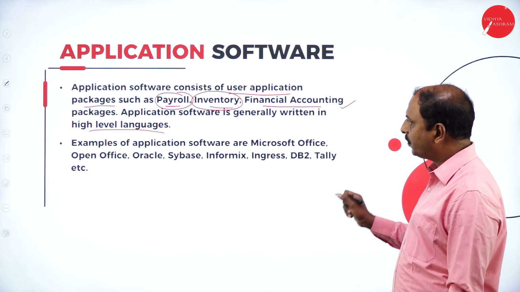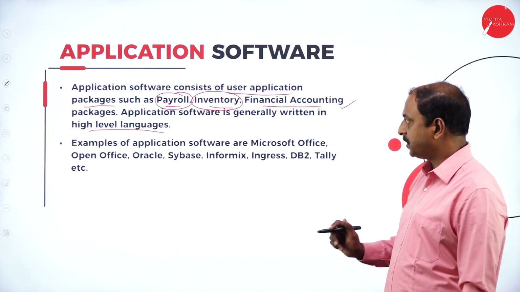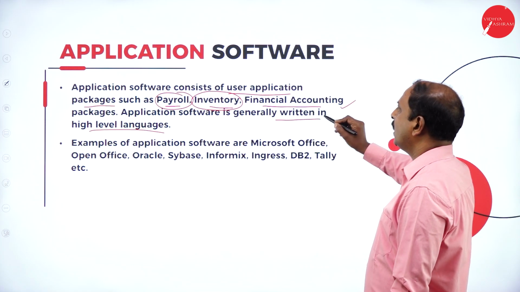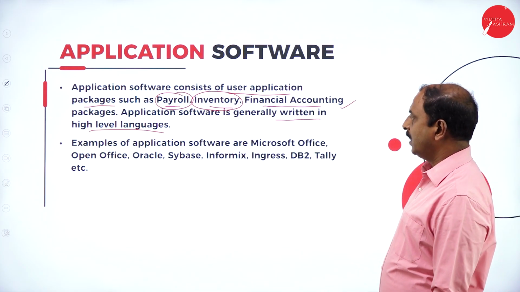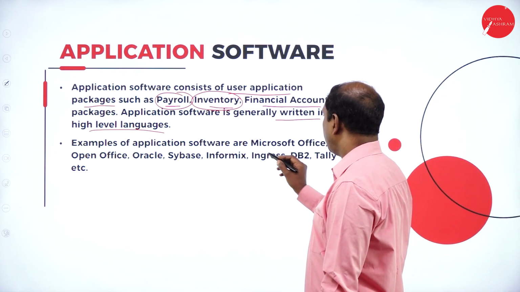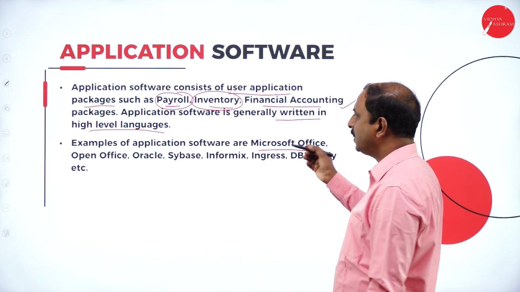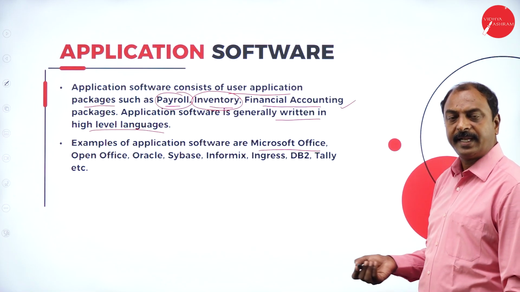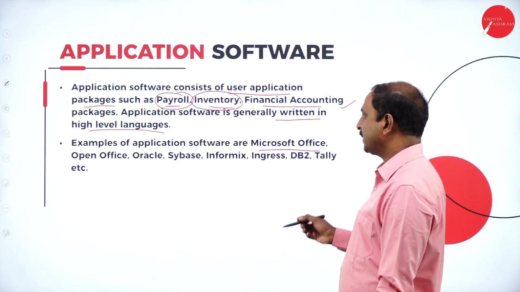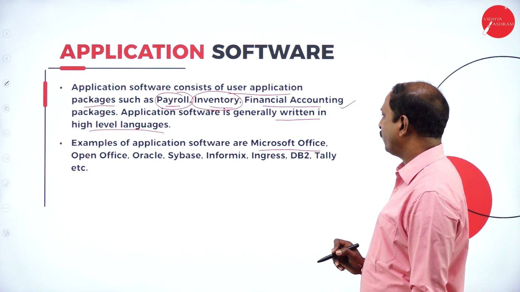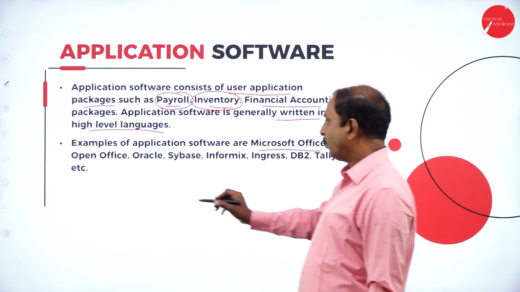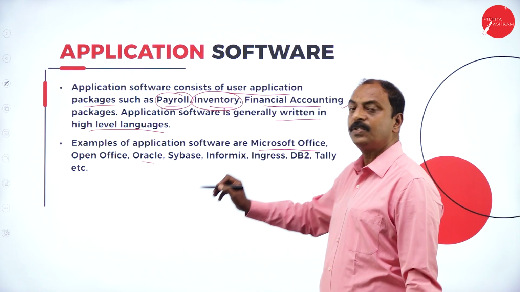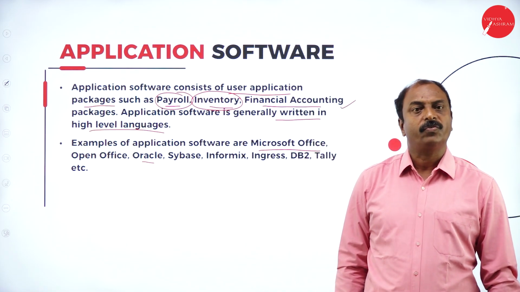It has been developed for one particular application. And generally, these software are written by using high-level languages. Now, examples, as we have seen already, MS Office. Under MS Office we have MS Word, Excel, PowerPoint. All these are examples of application software. And other than that, we have OpenOffice, Oracle, Sybase. All are different examples of application software.